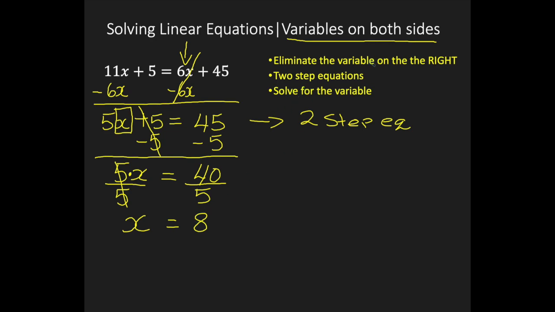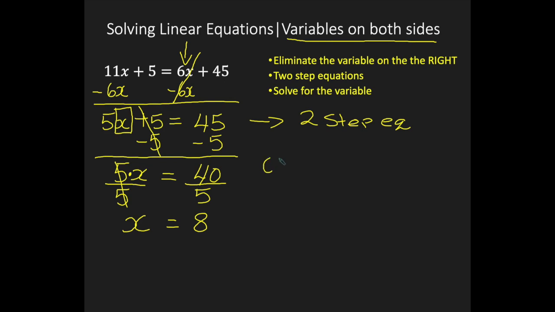So notice when you're solving a linear equation and you have variables on both sides, once you eliminate the variable on the right, you're back to a two-step equation. And you know how to solve a two-step. And you should be fine.